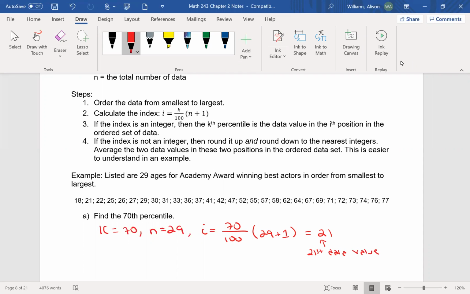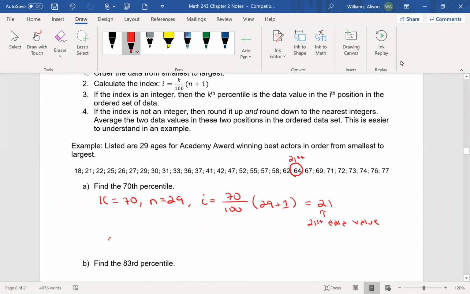So because these data values are in order, I'm going to just literally count off and look at the one that is 21st. I'm actually going to go backwards. So 29, 28, 27, 26, 25, 24, 23, 22, 21. So I am getting 64 is in the 21st position here. And therefore 64 is the 70th percentile.